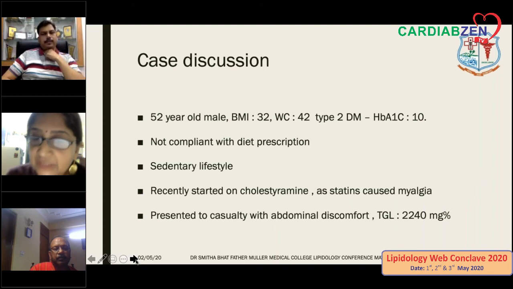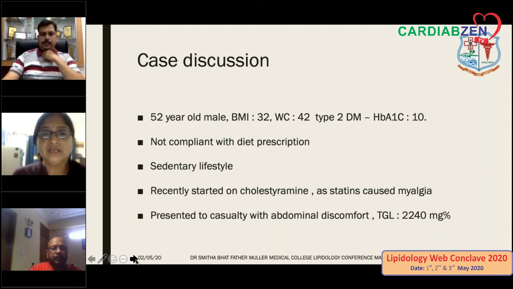In light of what we learned so far, let us discuss this case. So Mr. X is a 52-year-old male. He has a BMI of 32. His waist circumference is 42. He's a known case of type 2 diabetes. His HbA1c is 10. So it's fairly evident from the slide that he is not compliant with his diet. He is not compliant with his exercise. Maybe he's not that compliant with his drugs as well, because you note that his diabetes is pretty uncontrolled.